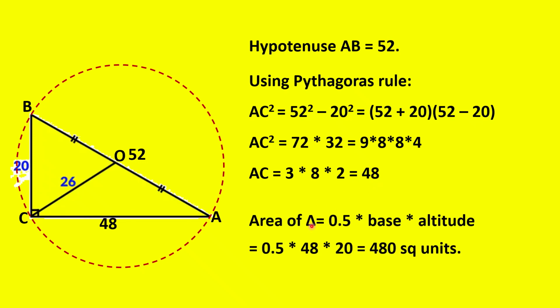So area will be half into base into altitude. That is half into 48 into 20. Half into 20 will be 10. 10 into 48, 480. So 480 square units is the area of the triangle.